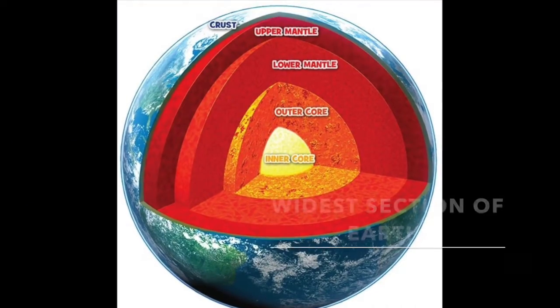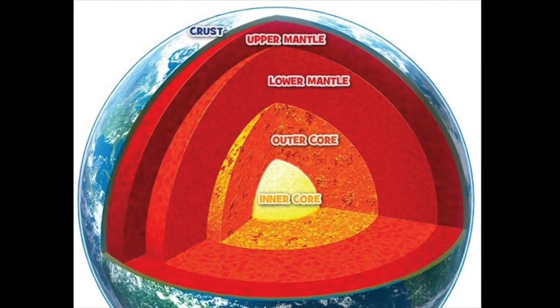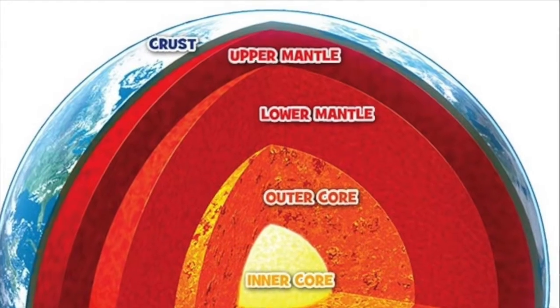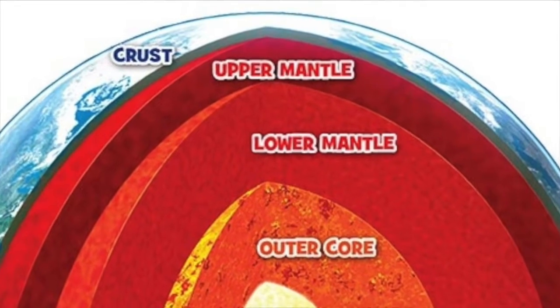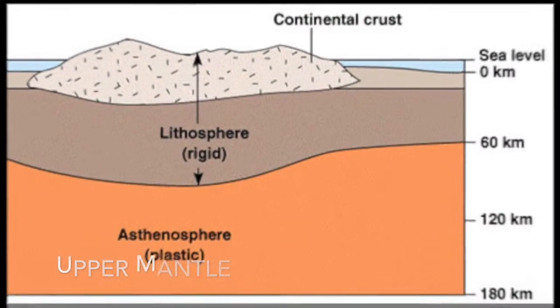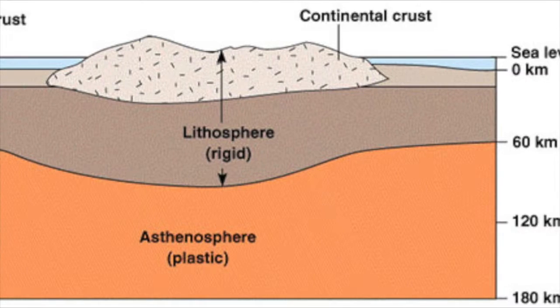The mantle is the widest section of the planet, having an average thickness of 2,886 kilometers and making up 84% of Earth's volume. It is composed mainly of silicate rocky materials. The upper mantle is just beneath the crust, and together they are known as the lithosphere.